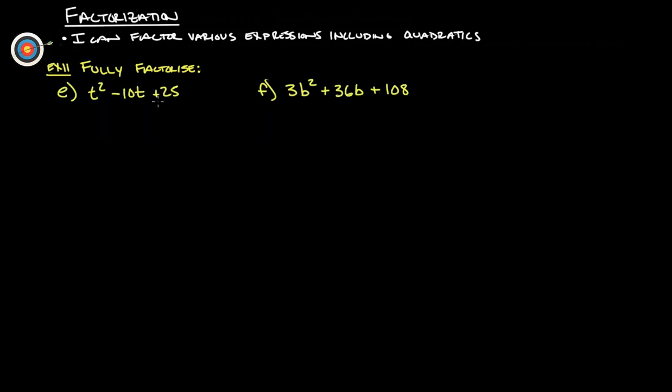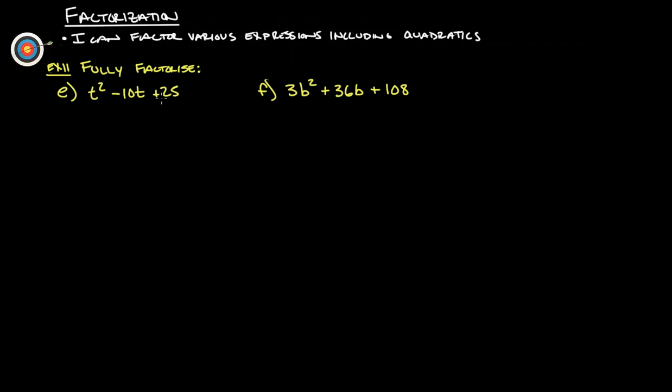Example 11. Well, we're still on example 11. Sorry, E and F on example 11. We've got t squared minus 10t plus 25. So, can we factor anything out of all of these? Nope, we can't. So now we're going to factor. Now this is that trinomial thing that we were talking about. The leading coefficient is 1. So if the leading coefficient is 1, we can do the little backwards technique.